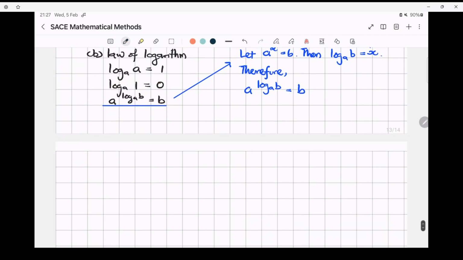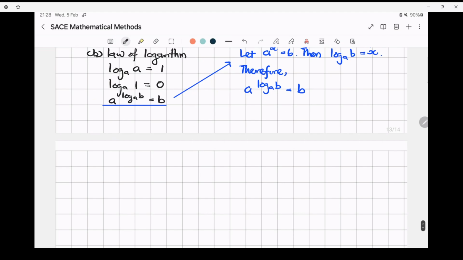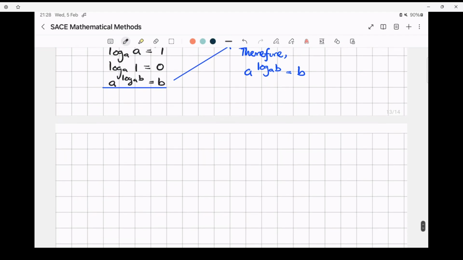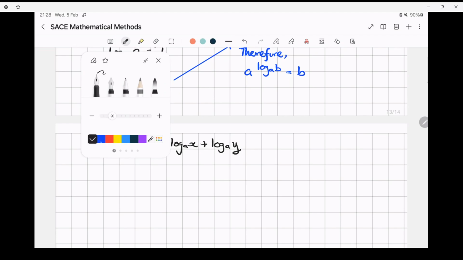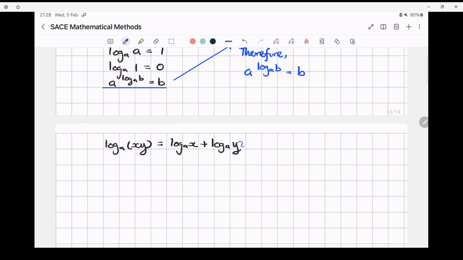Okay, the fourth property is log base a of xy. Notice how I close the bracket. It is equal to log a x plus log a y. So let's prove this.